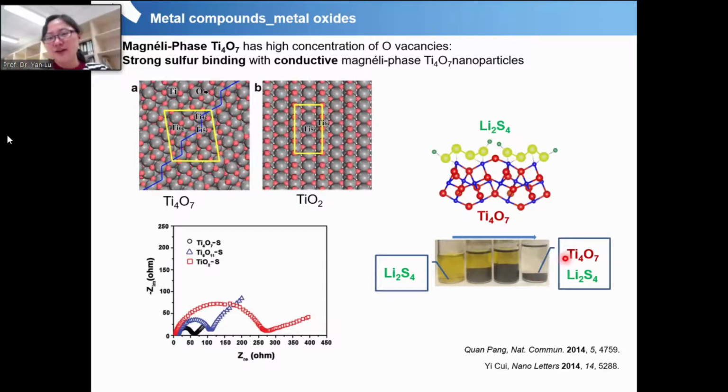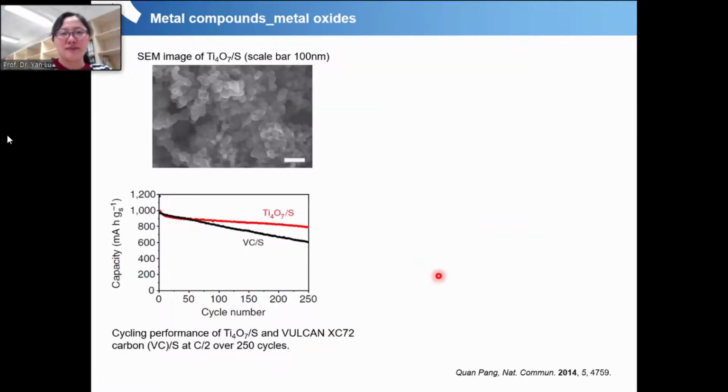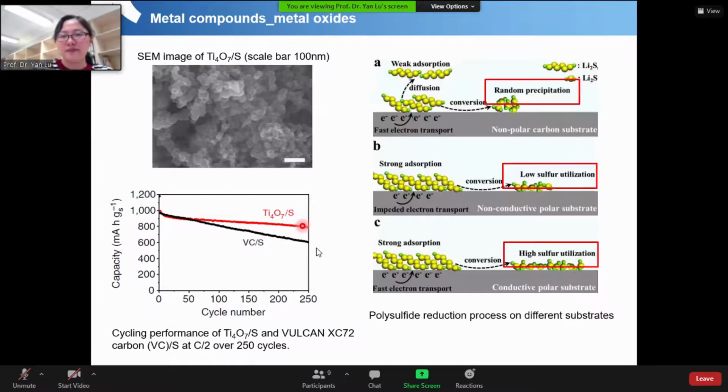And when you have the color, you can always measure by UV spectroscopy, then you can have a quantitative measurement of this. They also use this titanium suboxide as a cathode material, and you can see, compared to only carbon, the titanium suboxide shows better capacity and also better cycling stability.